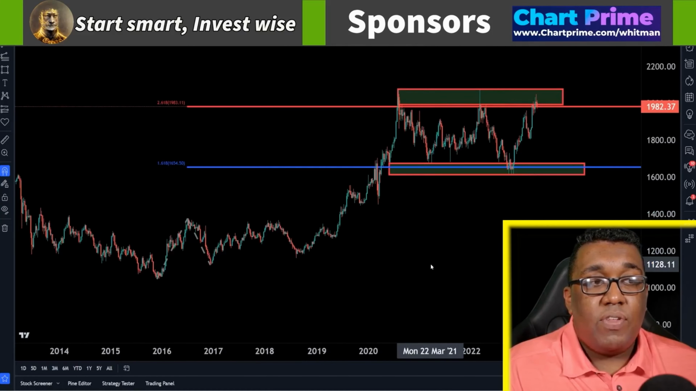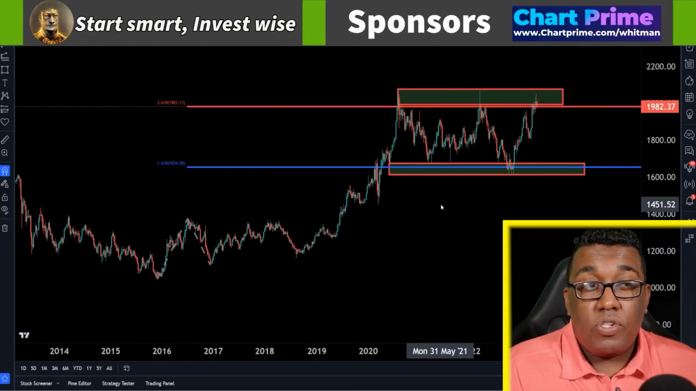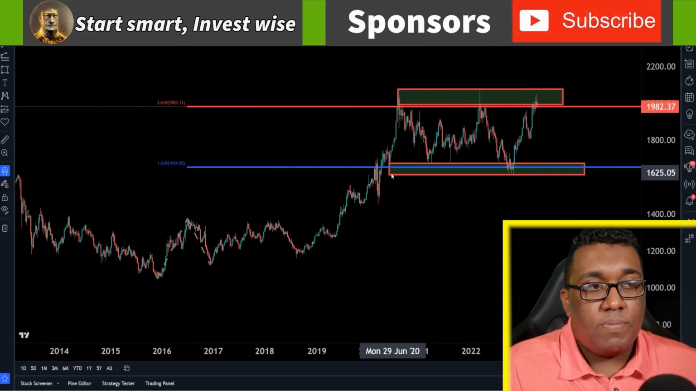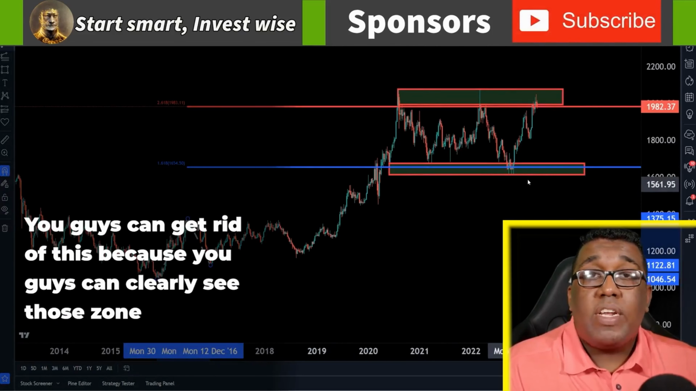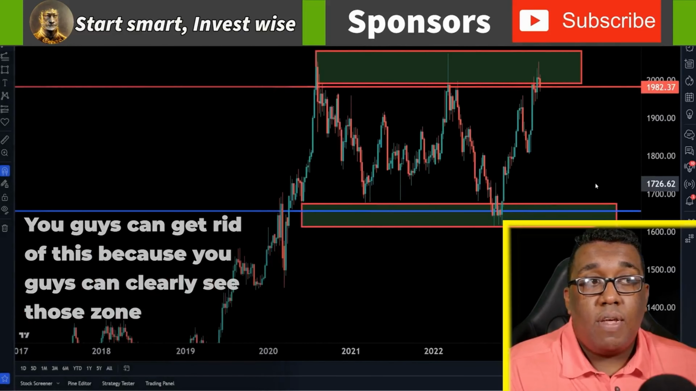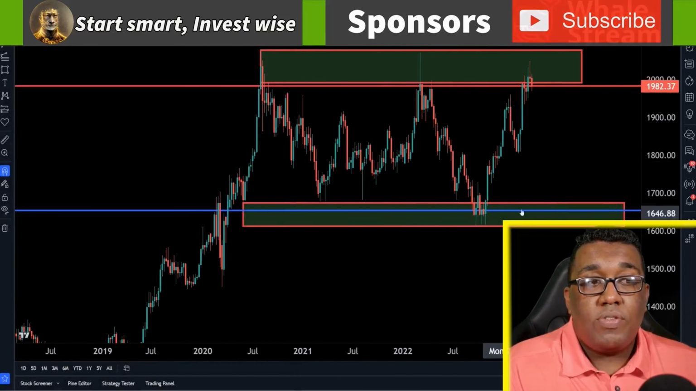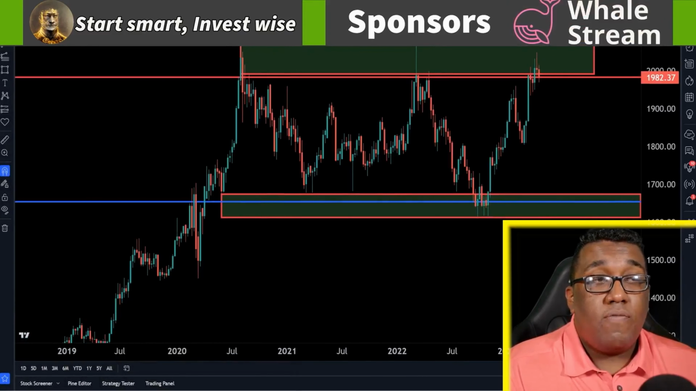If you guys even feel like that's not even worth having on your charts, even though I like to do it, this is just for educational purposes, you guys can get rid of this because you guys can clearly see those zones. For now, we're going to keep those lines on there because those are pretty hard levels, and there is some interesting stuff that usually happens. After this, we're going to be adding on the formal indicators.